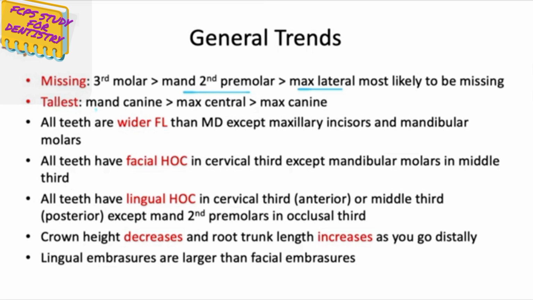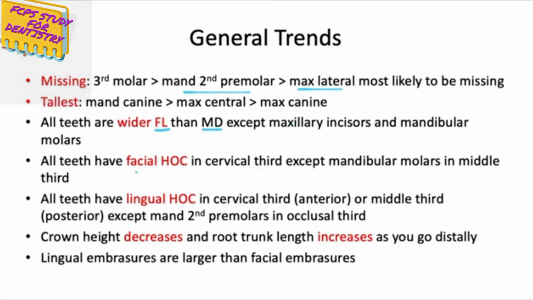As far as tallest crowns, first is mandibular canines, then maxillary centrals, and finally maxillary canines. This one's interesting. All teeth are wider faciolingually than mesiodistally, except maxillary incisors and mandibular molars, which are wider mesiodistally.